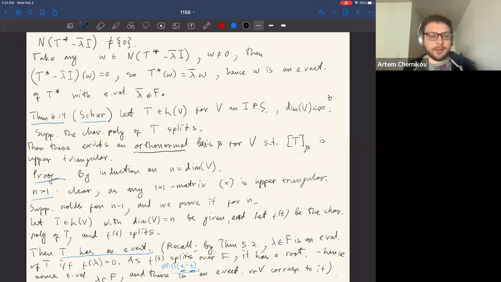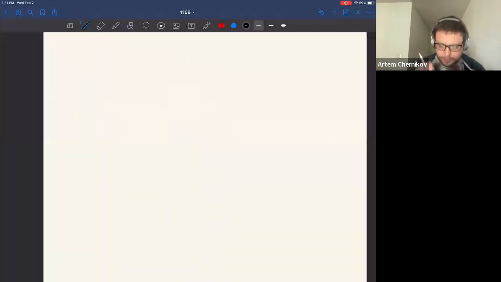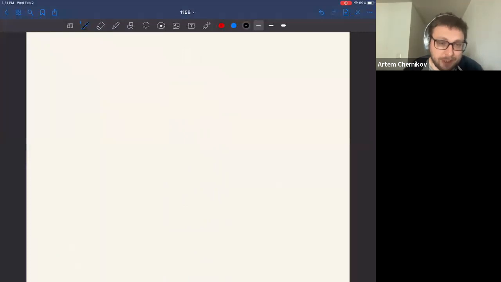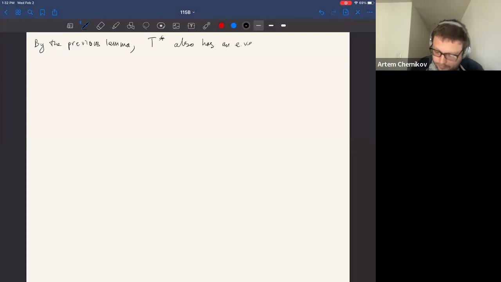Okay, let's move to the next page. So far we have determined that there is an eigenvector. Now let's use the previous lemma, which tells us that the adjoint operator T star also has an eigenvector. Let's call it Z, for example.